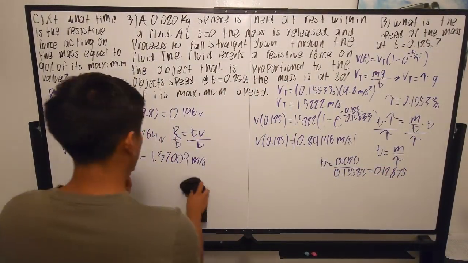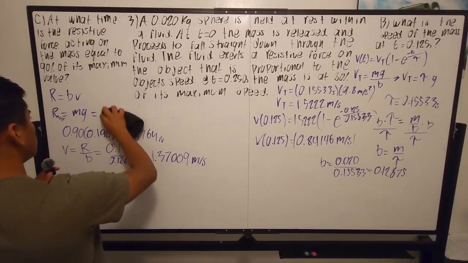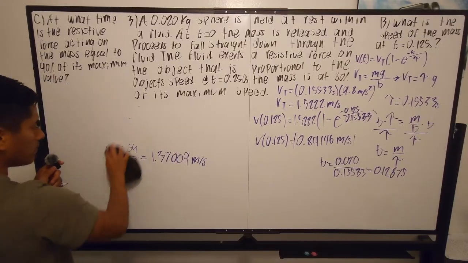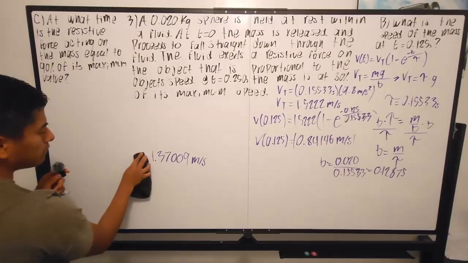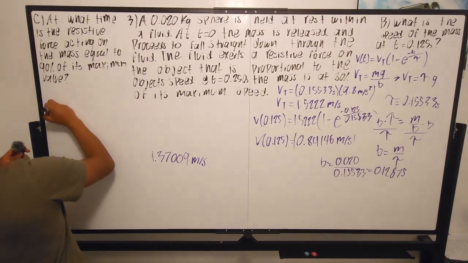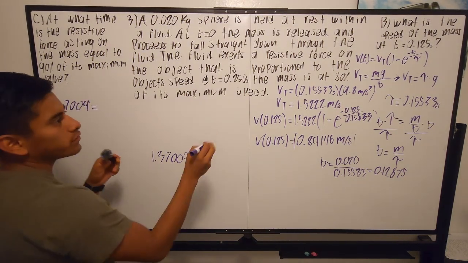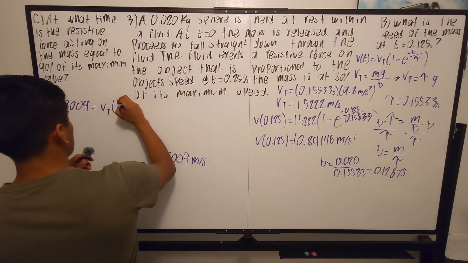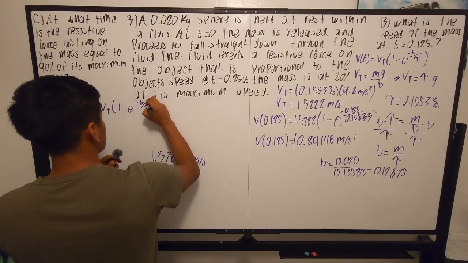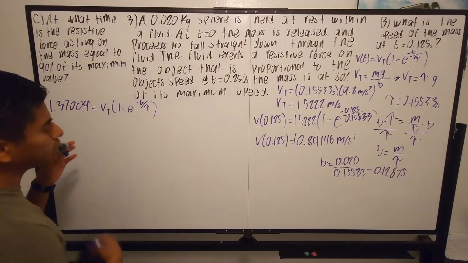So now let me save that because I'm going to need that. I could erase all of this because I'm not going to need it anymore. So now I'm going to set the velocity function equal to this. So we'll have 1.37009 is equal to the terminal velocity times 1 minus e to the negative t over tau. And now it's pretty straightforward, just solve for t.